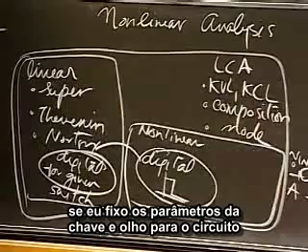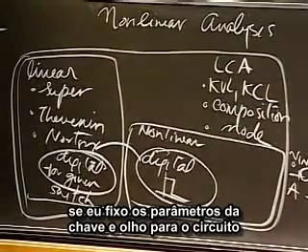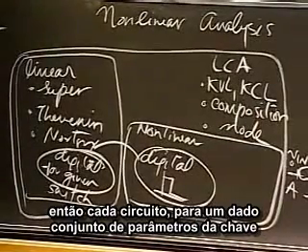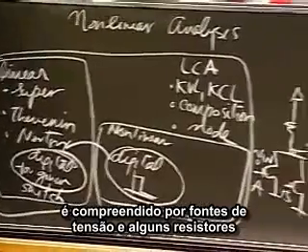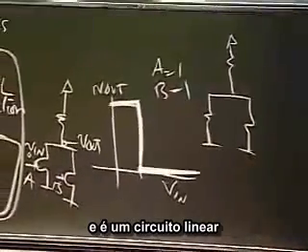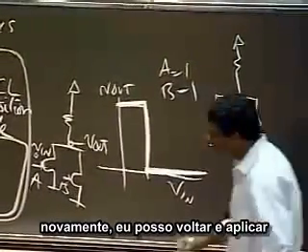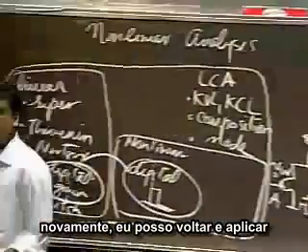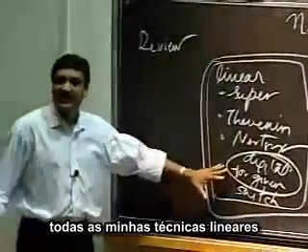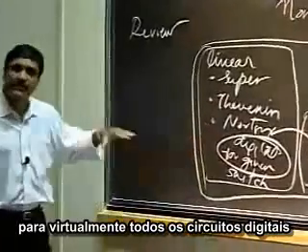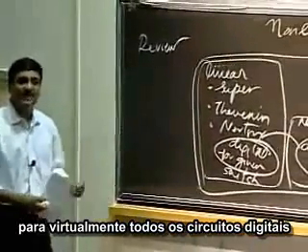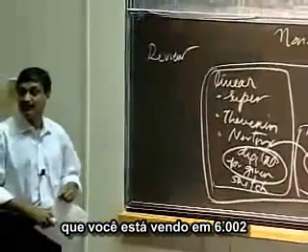Okay? So if I fix my switch settings and look at the circuit, then each circuit for a given set of switch settings is comprised of voltage sources and some resistors, and it's a linear circuit. So again, I can go back and apply all my linear techniques to virtually all the digital circuits that you will be dealing with in 6002.